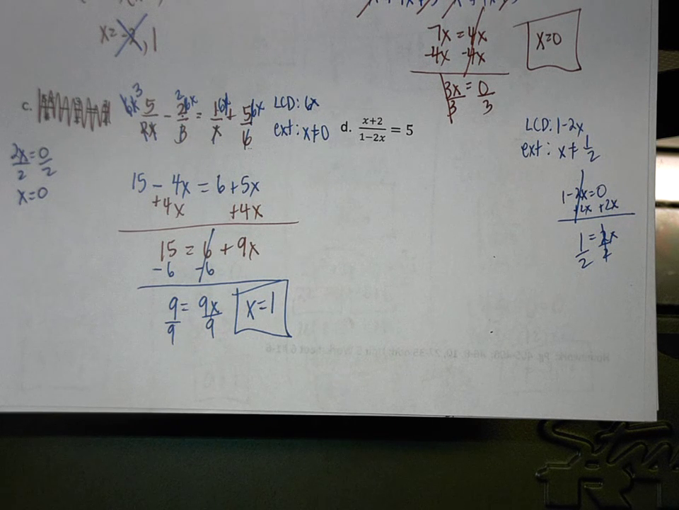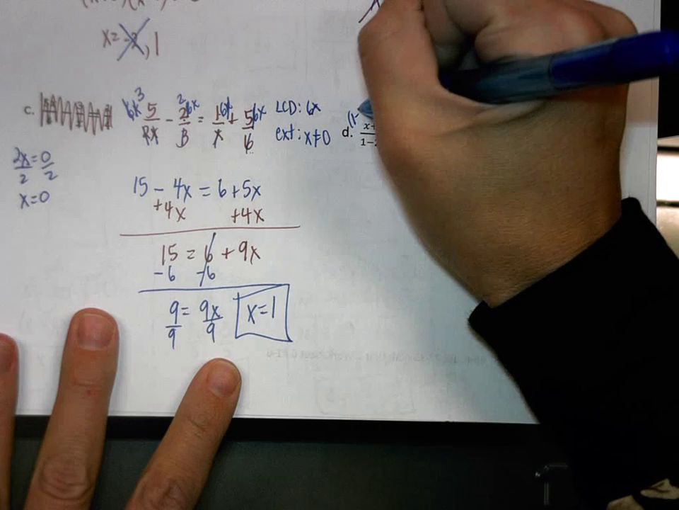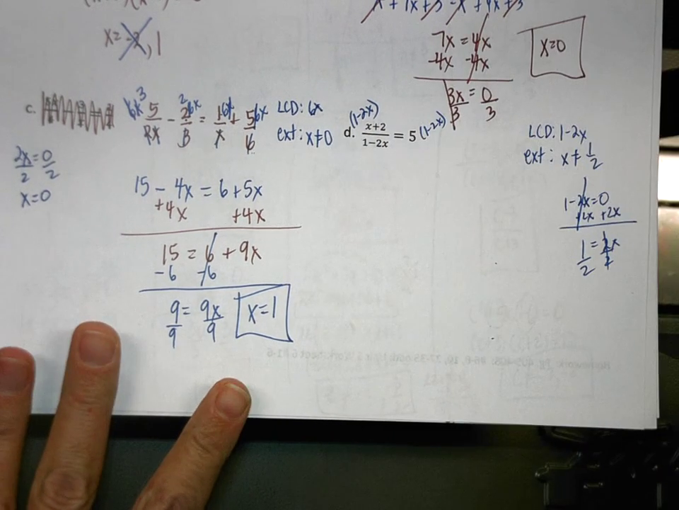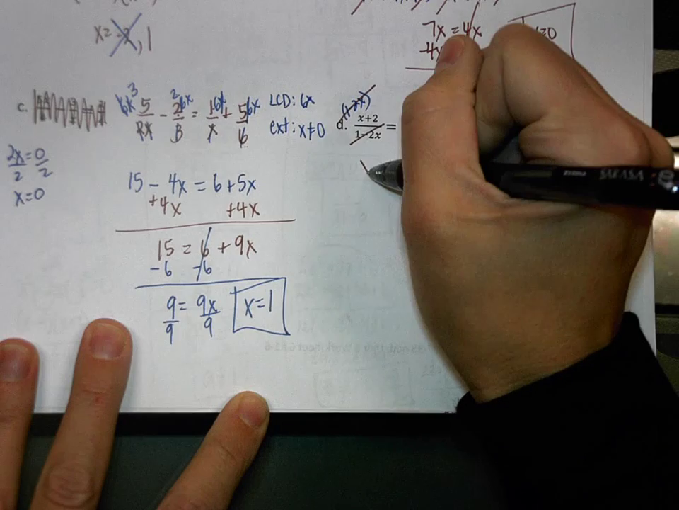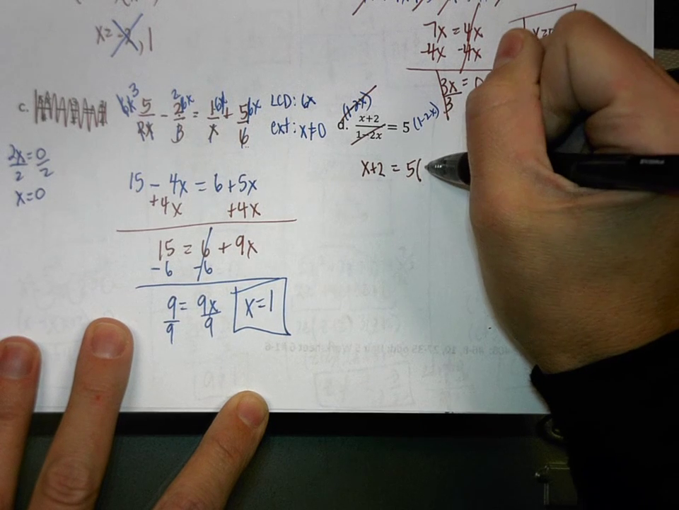Okay, so let's go ahead and walk through this one. My answer was a positive 3 over 11, so let's see if I did it right. Okay, so we're going to multiply every term by 1 minus 2x, correct? So we end up multiplying this side and then this side by 1 minus 2x. Okay, so 1 minus 2x cancels out, and I'm left with x plus 2 equals, and then I'm going to just write this as 5 times 1 minus 2x.